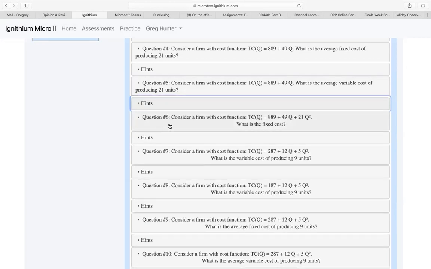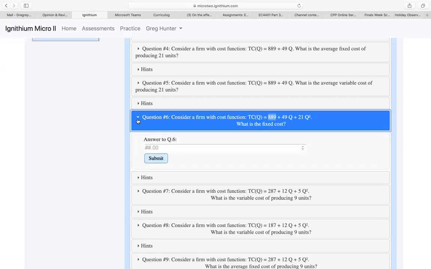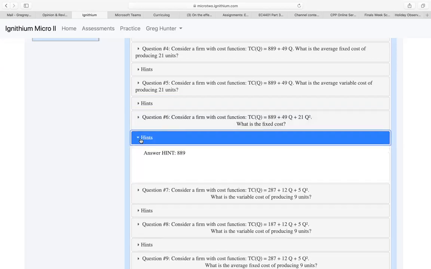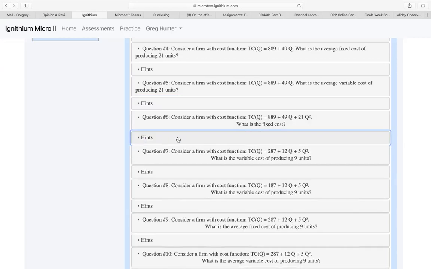And Hung, what about number 6? I think I got 889. Yeah, because we still have this fixed cost component, that doesn't change with Q. And there you go. Good job.